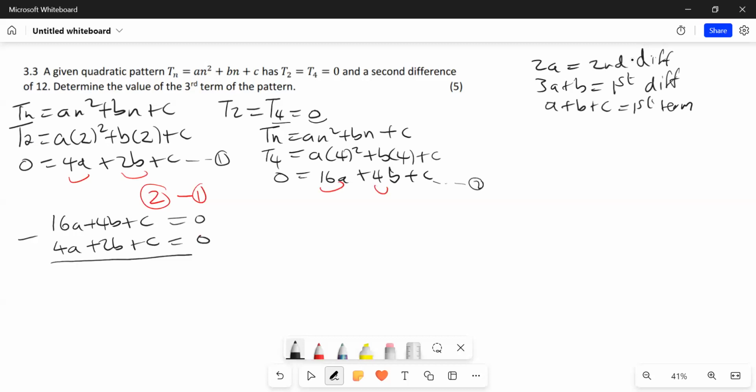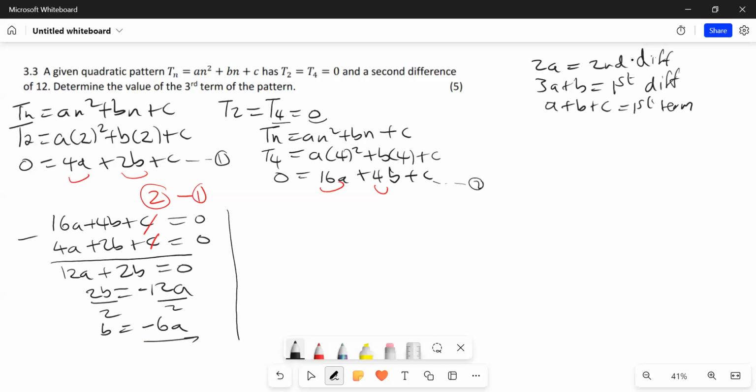16 minus 4, we get 12a. 4 minus 2, that's plus 2b. And now I'm canceling c and c, equals 0, right? So now, guys, let's try to make one of the variables the subject of the formula. I've decided to transpose 12a to negative 12a. The reason I'm doing that, guys, is I'm avoiding working with fractions because they can be confusing at times. So now we have negative 6a, that's our b, which is b equals negative 6a.